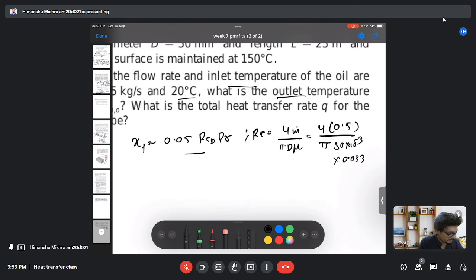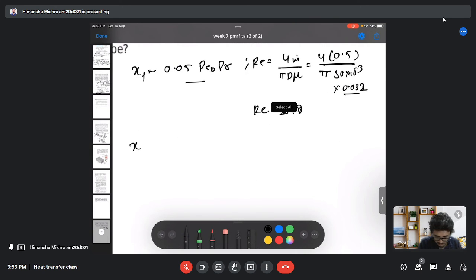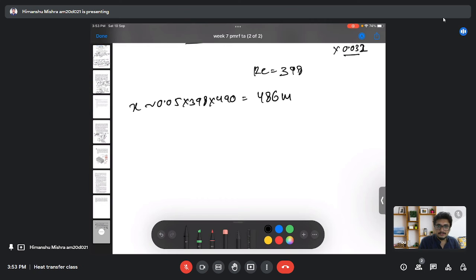So 0.032 is my viscosity. So the Reynolds number will be 398. And I can get the Prandtl number from the properties of the fluid. So the entry length region is 486 meters, and we have been given the length of the tube, 25 meters, which is way shorter than the entry length region. That means the flow is not a fully developed flow.